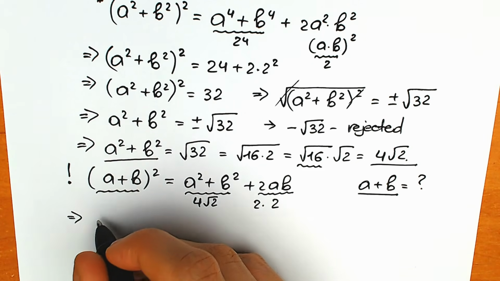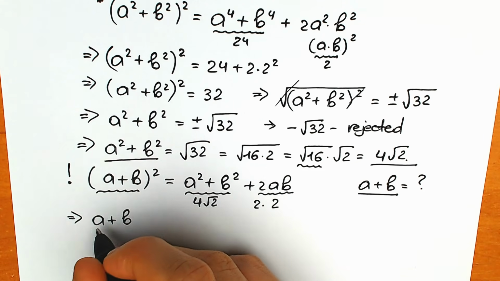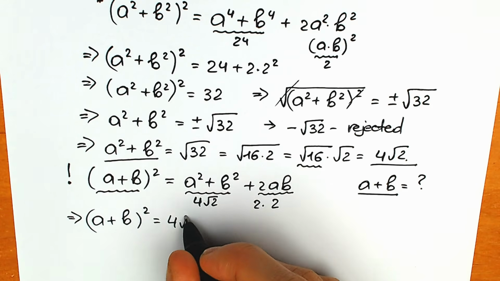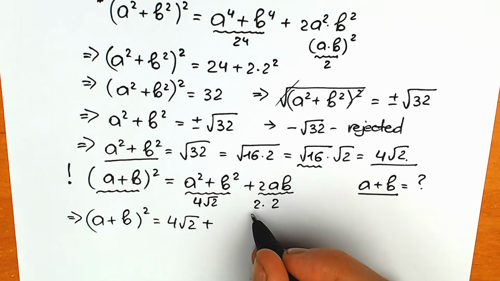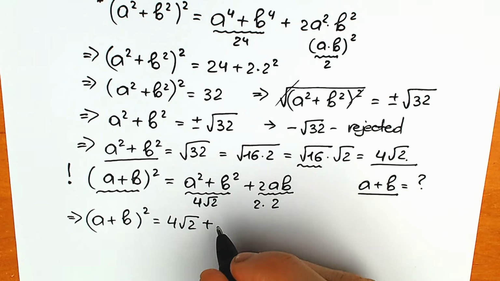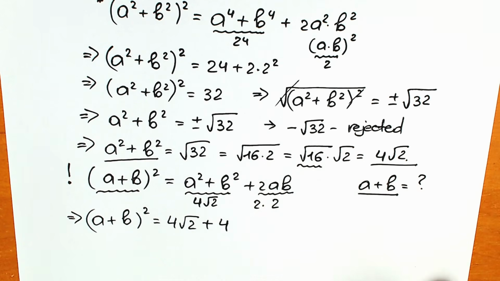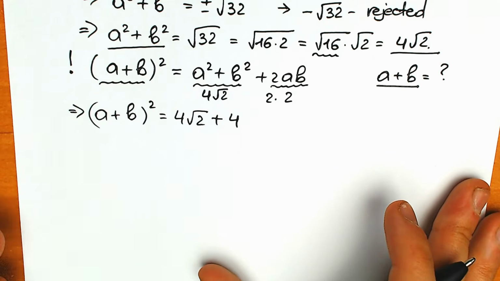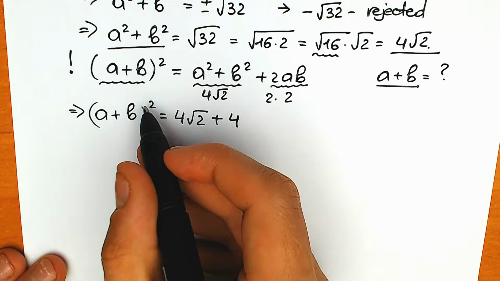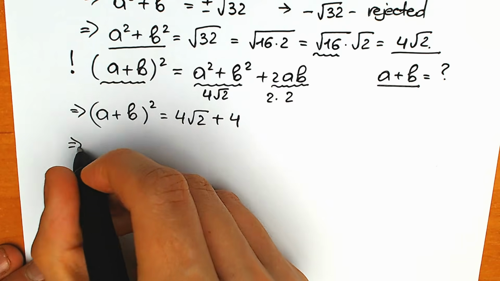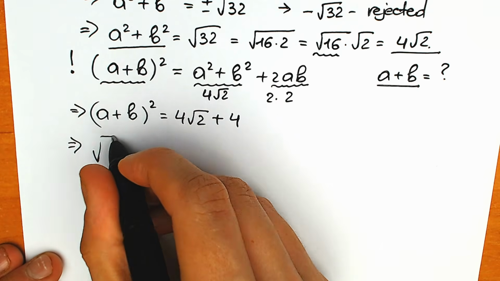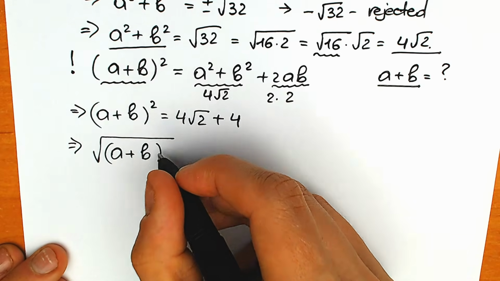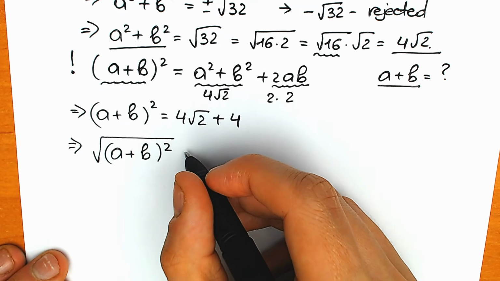So we have a plus b to the second power equal to 4 square root of 2 plus 2 times 2, equal to 4. Okay, and final step, let's apply square root on both sides, because we need to solve it for a plus b, not square. So that's why we do this tricky move. We write square root on the left side of a plus b square, and of course square root on the right side.